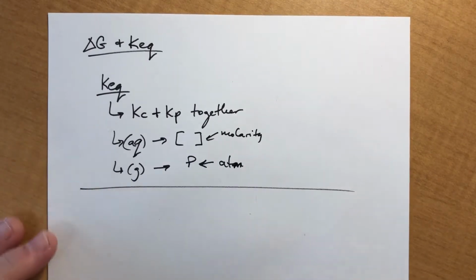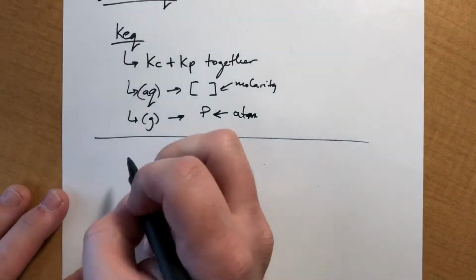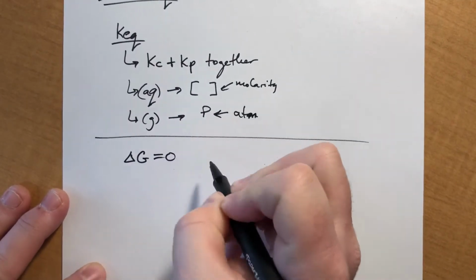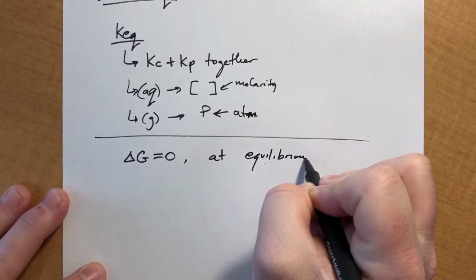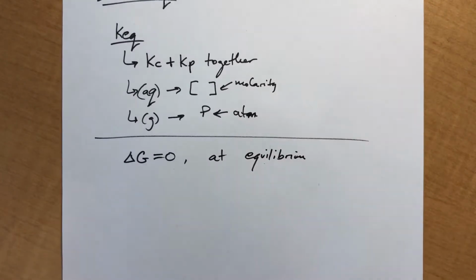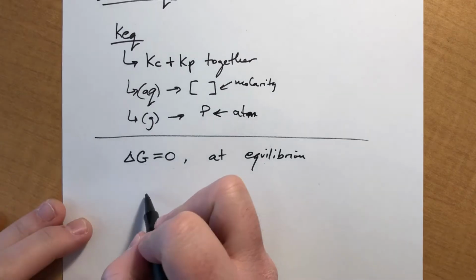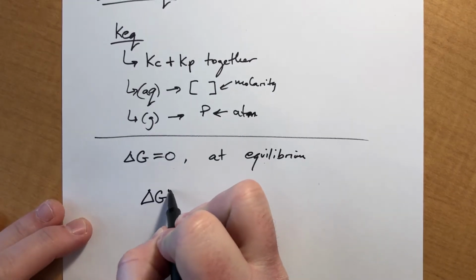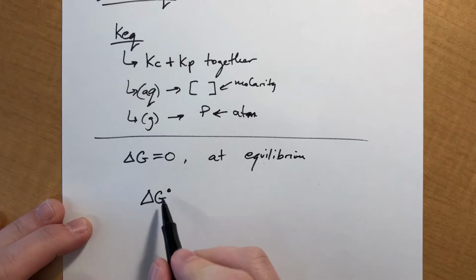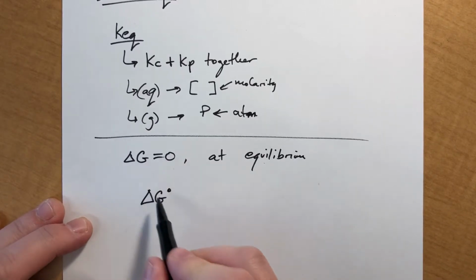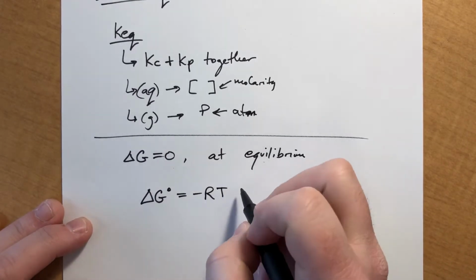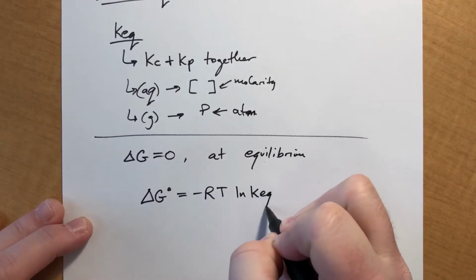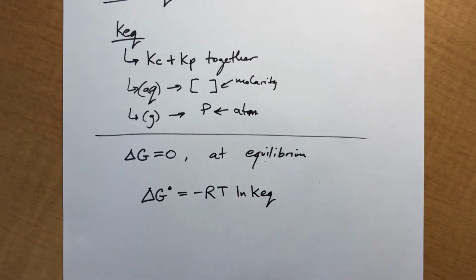In the last video, we saw that if delta G is equal to 0, you are at equilibrium. Well, there's an equation that explains how this works. It turns out that the delta G of whatever reaction it is, at standard conditions, is equal to negative RT times the natural log of Keq. As per usual, natural logs and logs pop up all over the place.